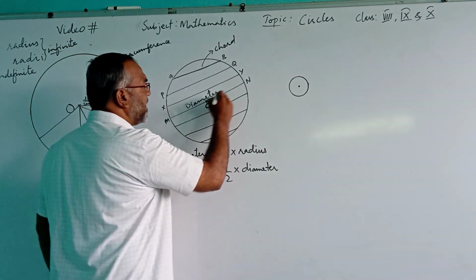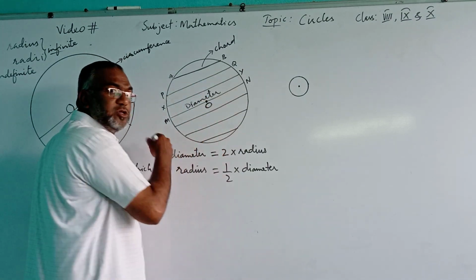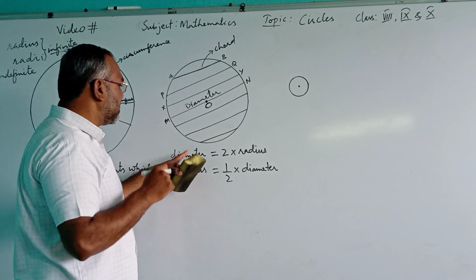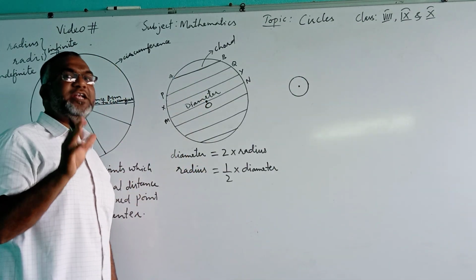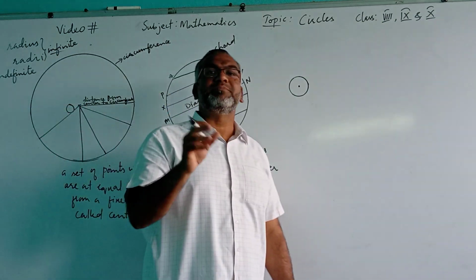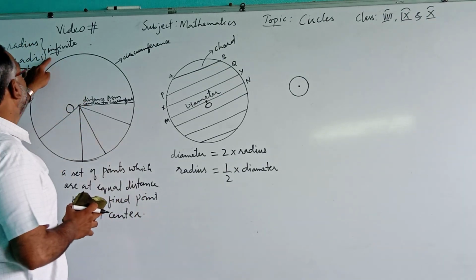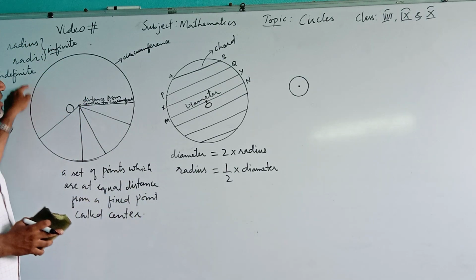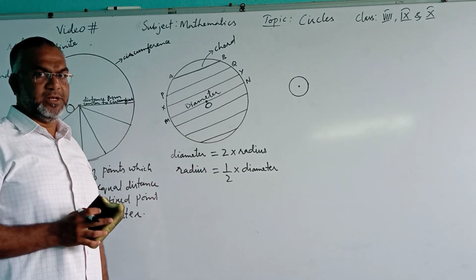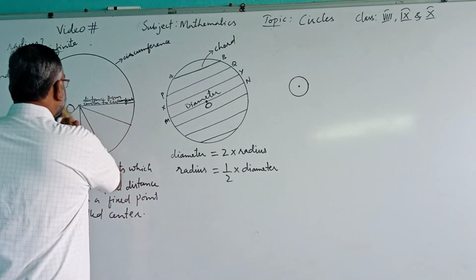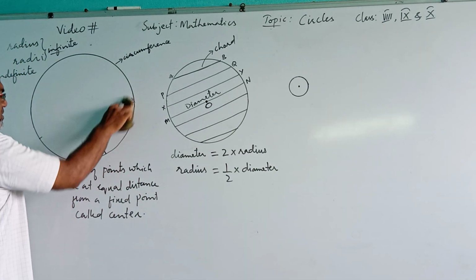I have drawn this diameter. I can draw a diameter like this, like this, like this. So an indefinite number of diameters are possible. An infinite, uncountable number of diameters can be drawn in a circle. Just like an indefinite number of radii can be drawn, in the same way an indefinite number of diameters can be drawn in a circle. Right? Okay. Now let's move on to another thing related to circles.